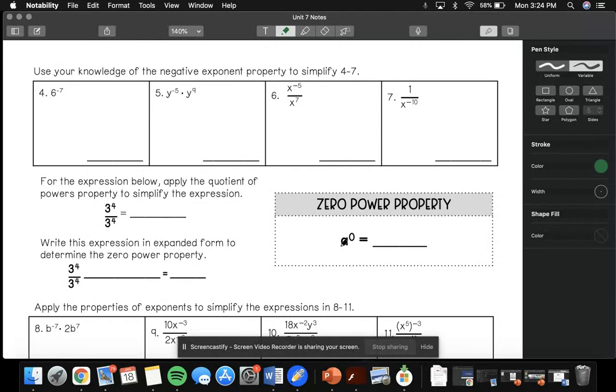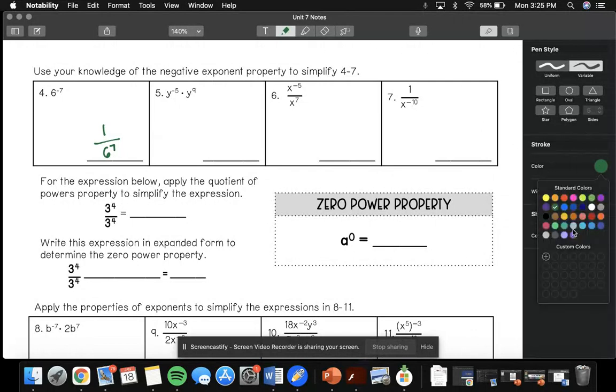Okay, so we are just going to simplify some problems and then talk about various ways to do this. So we have 6 to the negative 7. Right now it's negative, so when I rewrite this, I'm going to put it in the denominator, and when I do that, I can put it as a positive exponent. Now I have nothing on top, so I'm just going to put a 1. So this simplifies to 1 over 6 to the 7th.